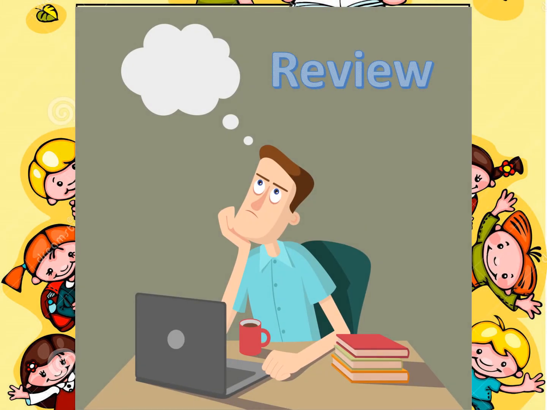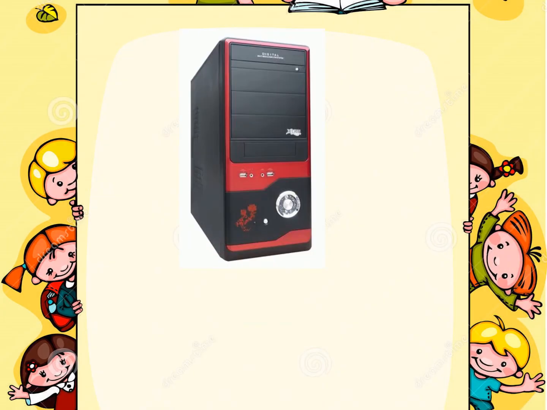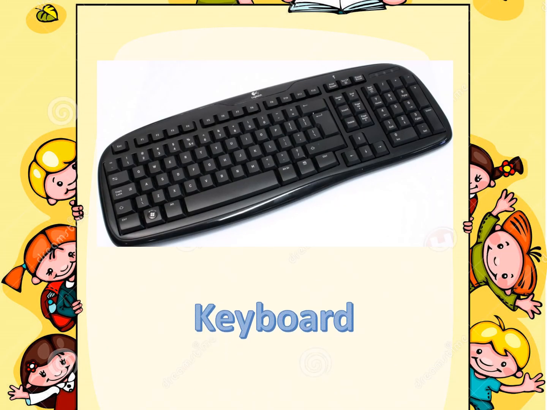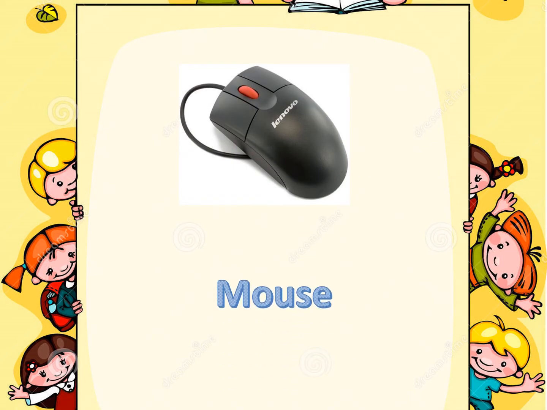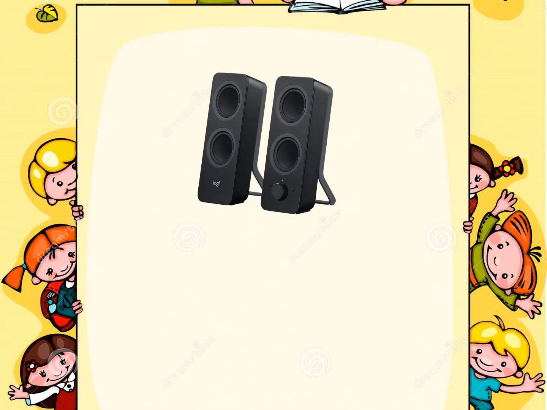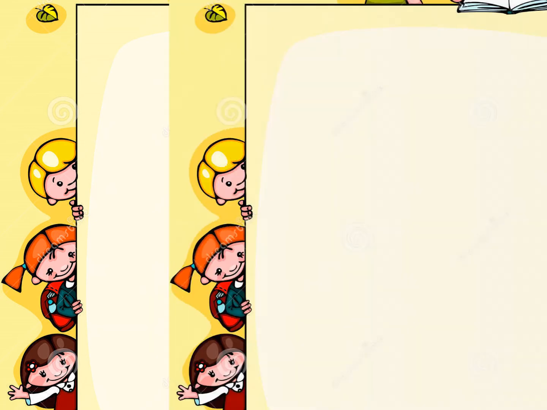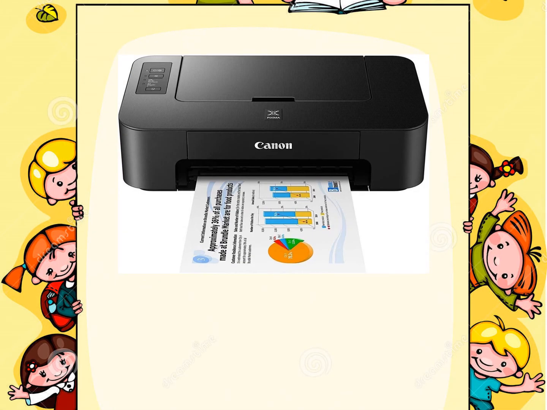Well, let's review. What part is this? This is a monitor. How about this one? A system unit. And this one is a keyboard. And this one is a mouse. And this one is speaker. And the last one is a printer.